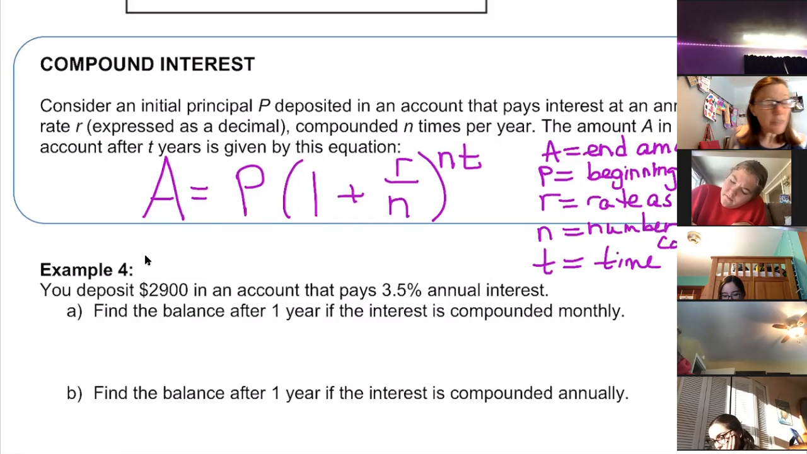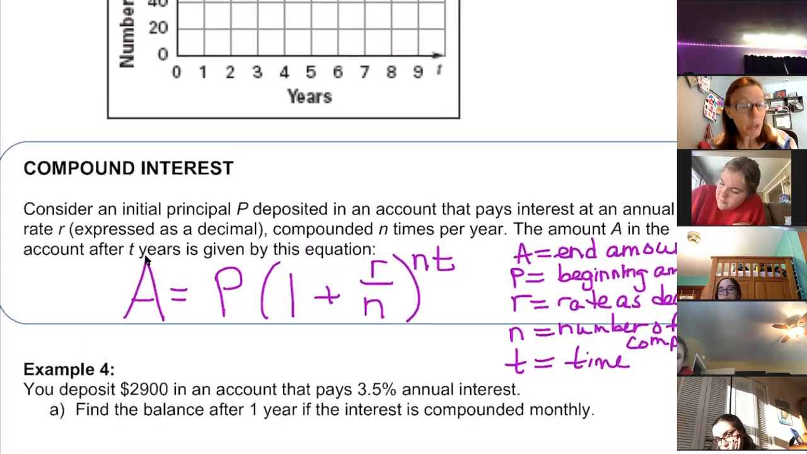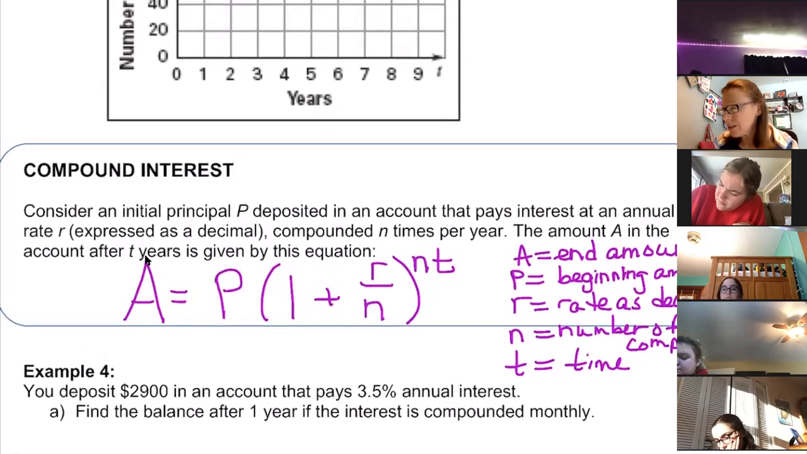I believe you have one problem in your homework that is using this, and unfortunately we did not get to it completely. That's the bummer about learning virtually. Look in your book, your honors students, see if you can try and read through the question. It's a plug and chug. You just have to know where the numbers go in the equation. Try your best on that problem.